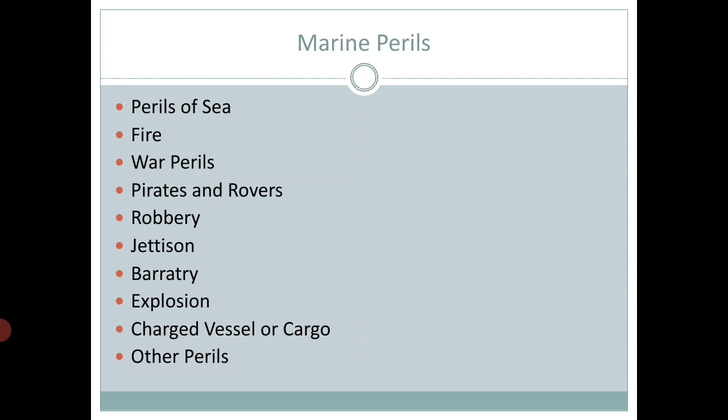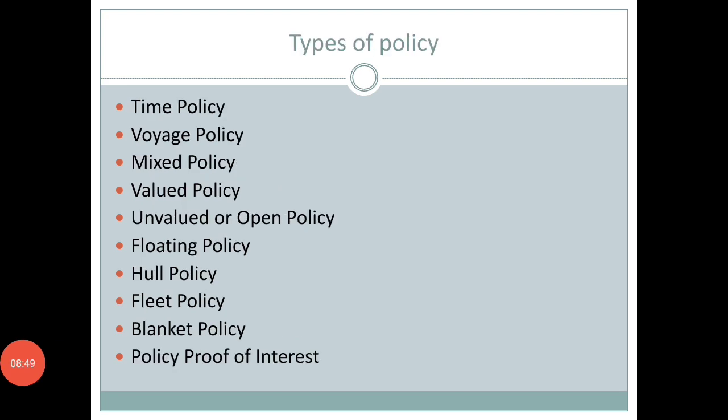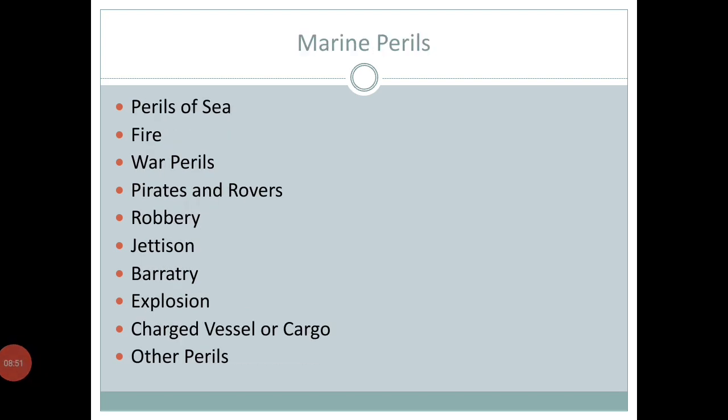See what happens whenever you are travelling, due to the sea waves and all. Waves of the sea, collision among two vessels, crashing into stone, etc. Bad weather, it can affect your subject matter, right? These are the perils at sea or perils of sea.